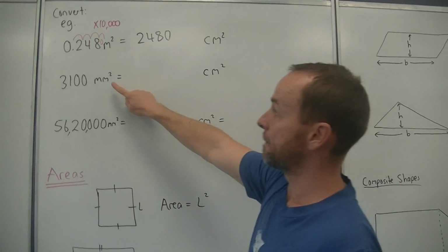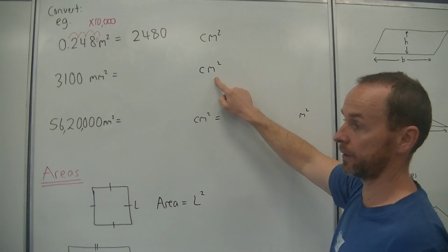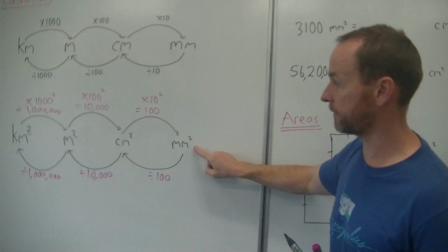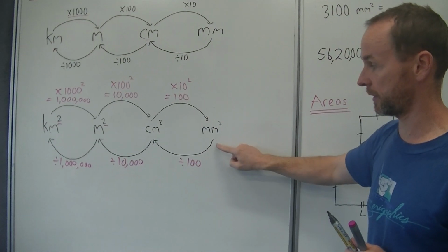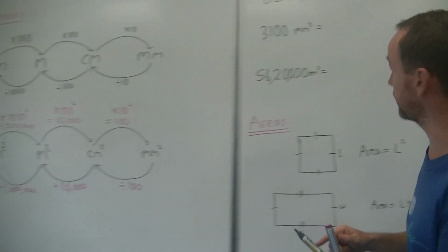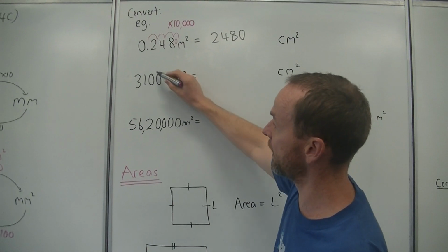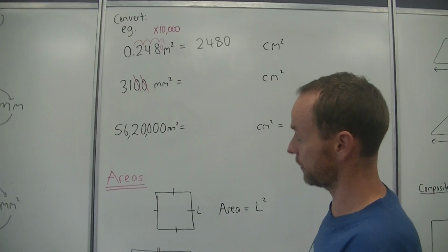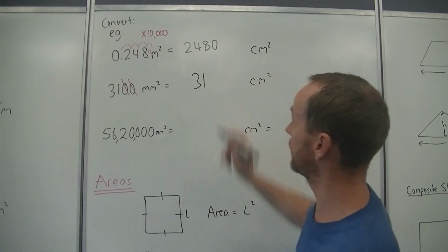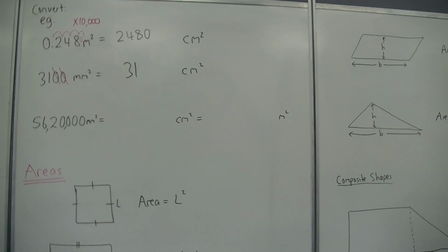Next one, millimetres squared to centimetres squared. So millimetres squared to centimetres squared, we divide by 100. Can you see that there? Divide by 100. So to divide by 100, you either move the decimal point 2 spots back, or you can simply chop off 2 zeros. So we get 31 centimetres squared.